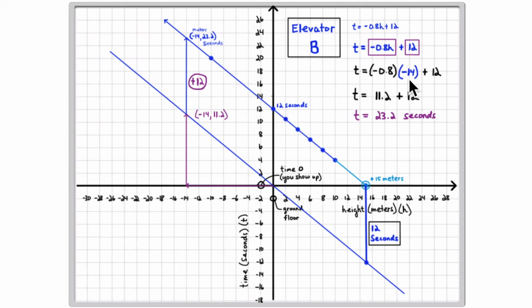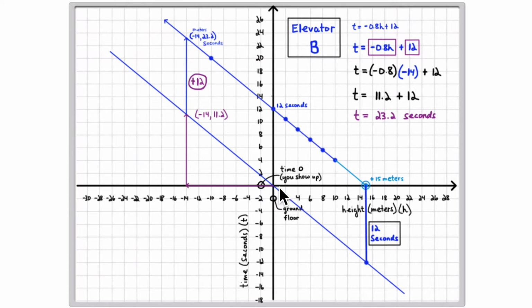So what about what happens at negative 14 meters? So if you go out here to negative 14 meters, if the elevator was at ground level as you showed up, it would take 11 2/10 seconds for that elevator to travel back down to negative 14 meters. So it's this time right here, this 11 2/10 seconds.